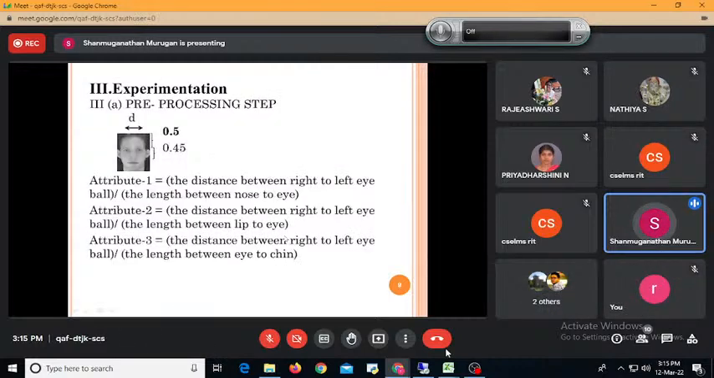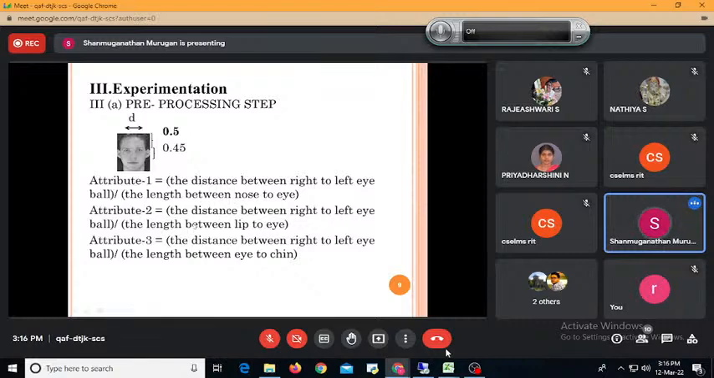In the experimentation setup, in the pre-processing step, we need to calculate the distances, and there is the chin, part 0.5. These are the methods we are using. Attribute 1 is the distance between the left and right eye, divided by the length between the nose and the eye. This is the one formula we derived.